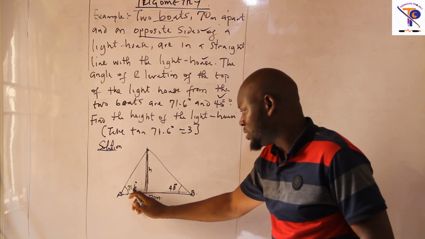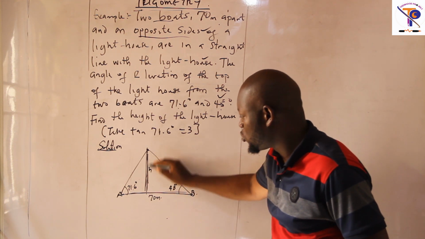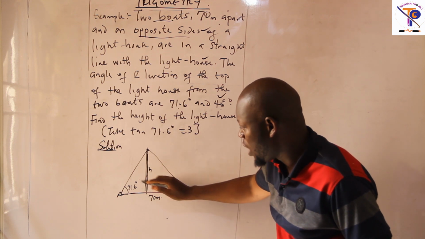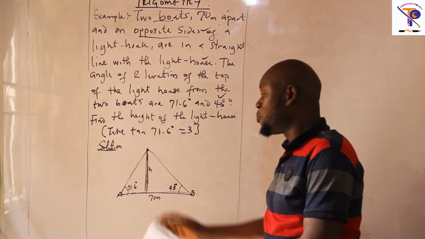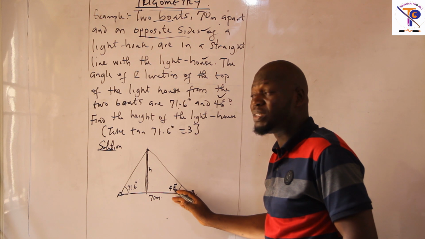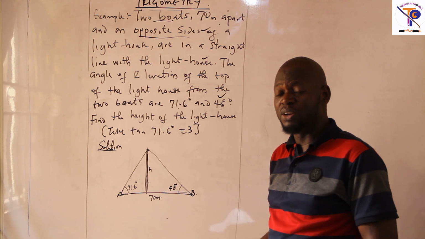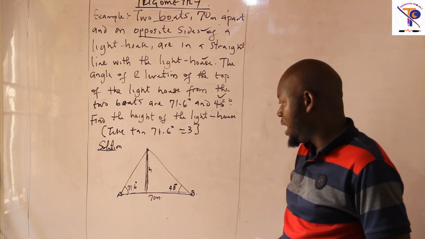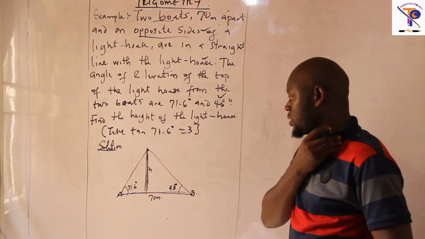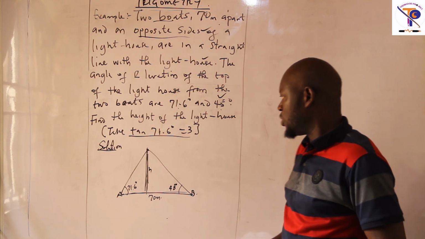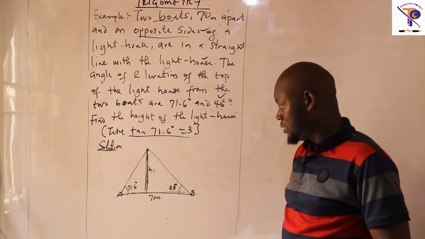The reason why I placed my 71.6 here and 45 degrees here is I just felt this one is closer to 90 and this one is farther. Even if you put 45 here and 71.6 here, it does not really make much difference. Your calculation will tell. So let's see how we work this out. We have been given this, but I don't know if you are going to use it yet. But let's see. We are looking for this height.